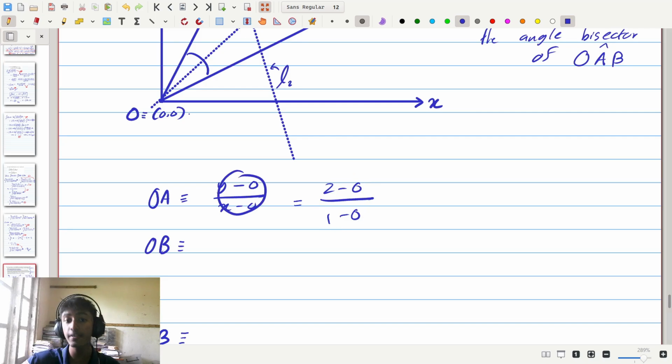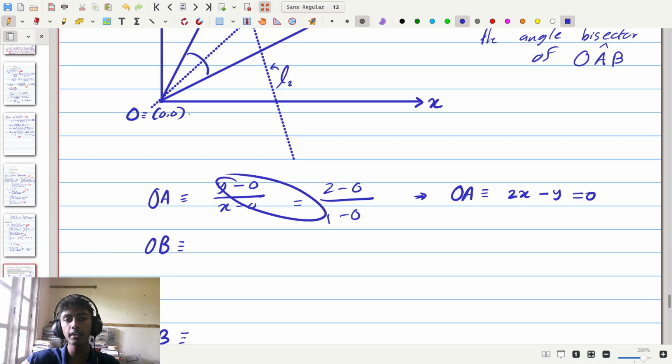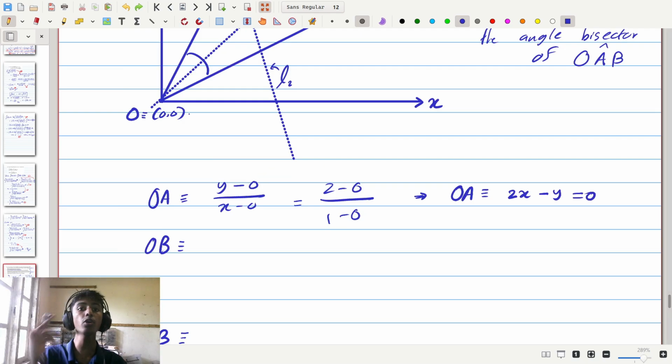Now we can see this will all simplify. On the left hand side we'll have y divided by x. On the right hand side we'll have 2 divided by 1. Which means if we cross multiply, y is going to be equal to 2x, which if I take to the other side and simplify into the form of ax plus by plus c, I'm going to skip a few steps here, but you can see how this is going to be equal to 2x minus y equals 0. You can see this because if you take this x to the other side, we have 2x. Here we have y. So we have y equals 2x. If I take the 2x to the other side, y minus 2x equals 0, which I could write as 2x minus y equals 0. So therefore, this right here is the formula for any point x comma y which is on the line OA.